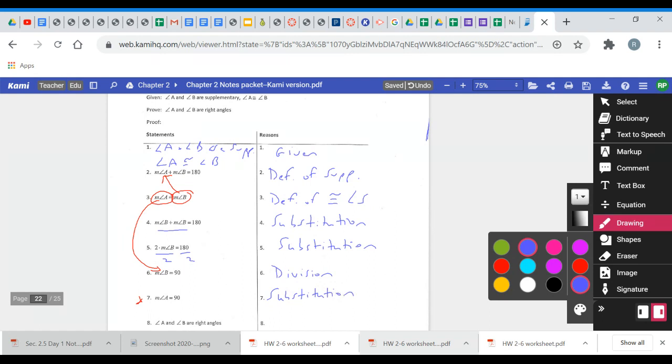Okay, and then from there, if we've just said in line 6 and line 7 that angle B is 90 and angle A is 90, then we know that angle A and angle B must be right angles, and that is by the definition of right angle.